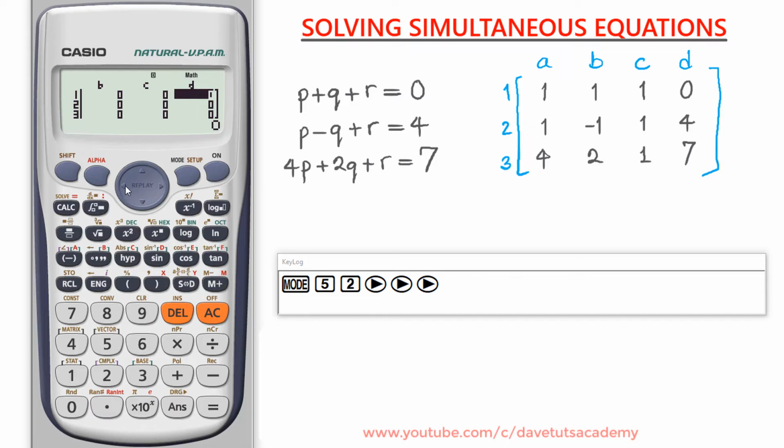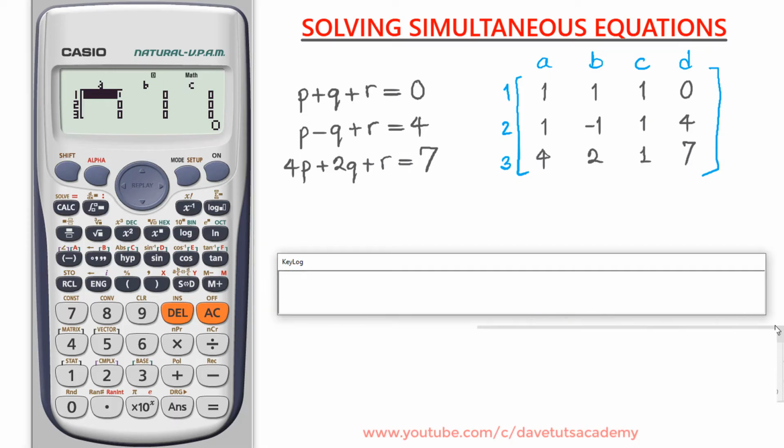Now you can see we have options. We have 4 columns, A to D, and 3 rows. We just need to input all these values. I'm clearing my key log so that you can see I'm going to put in all those values. Like in the first case, we have the coefficient of P is 1. Okay. Then we'll press equal to input that.